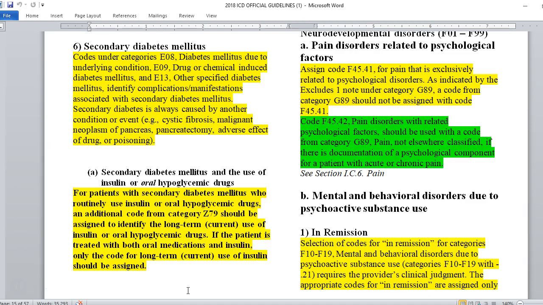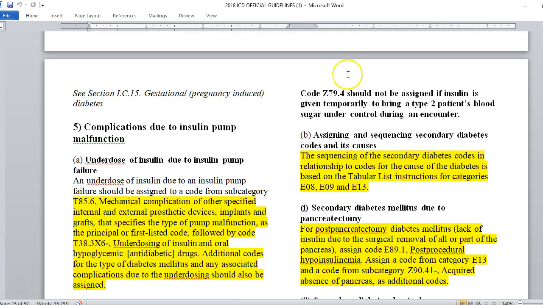If you have to inject something into your body, that is much more severe than taking an oral medication. And so again, remember that when we're talking about sequencing, a lot of times we want to think about severity. What's more severe? So again, if they take both, we only code for the insulin. Now, it goes on to tell us, again, if a secondary diabetic patient comes in with an issue, code Z79.4 should not be assigned if insulin is given temporarily to bring the type 2 patient's blood sugar under control during an encounter. So again, if we're just giving the patient insulin for one situation and they don't take it every day, we can't code for it.